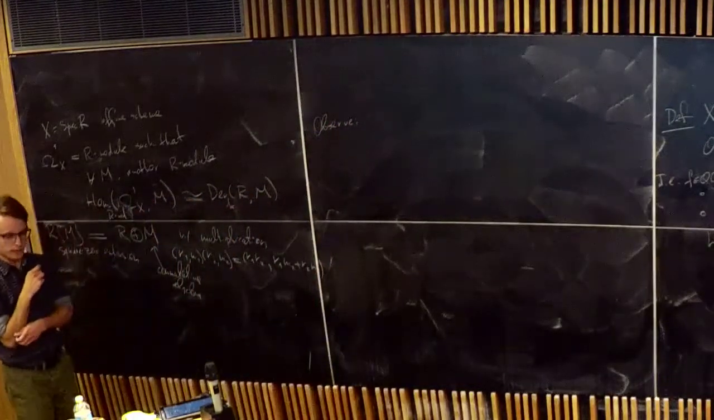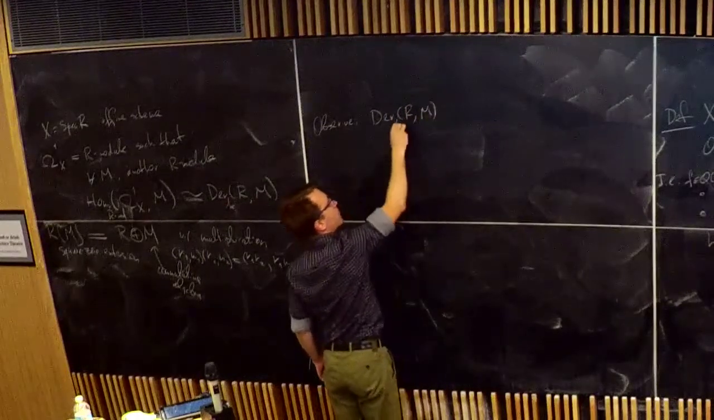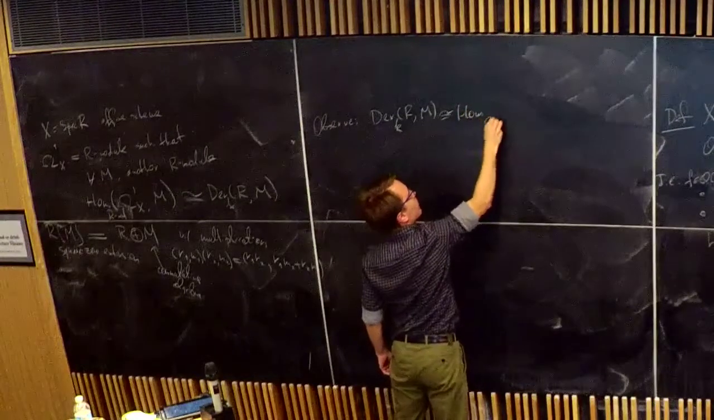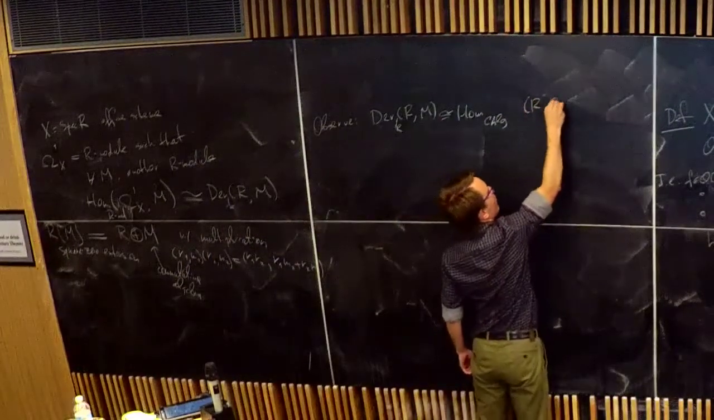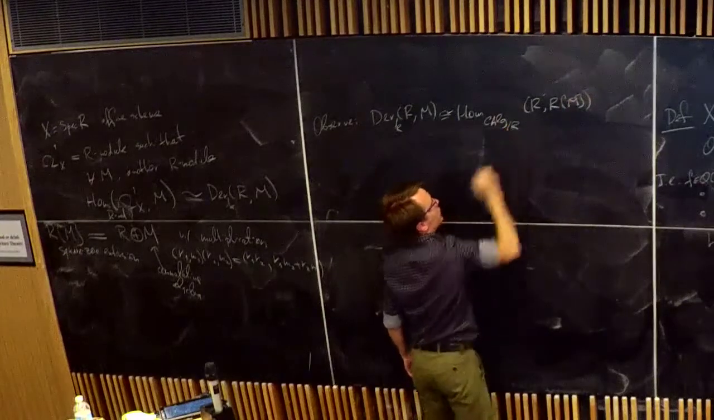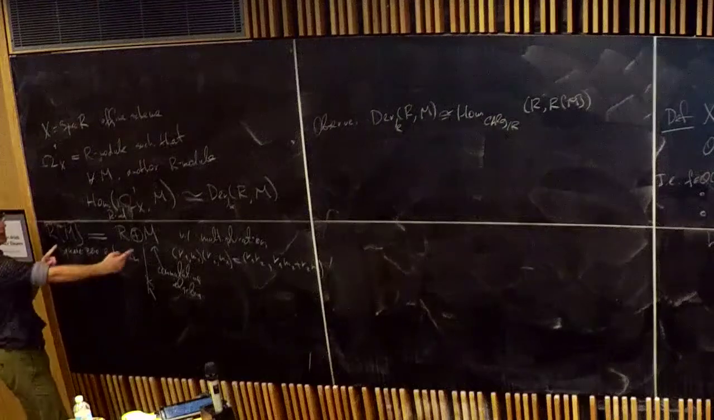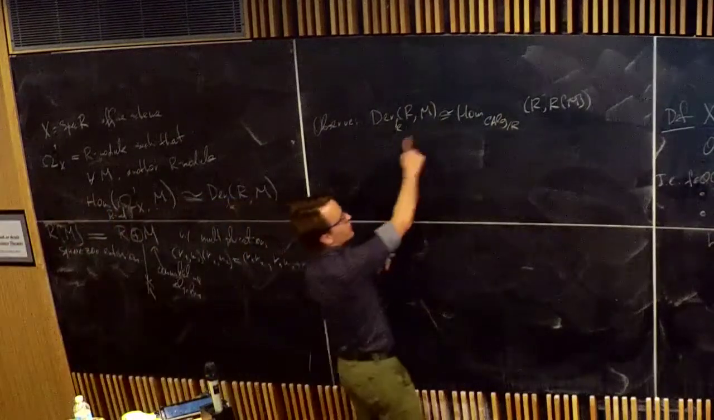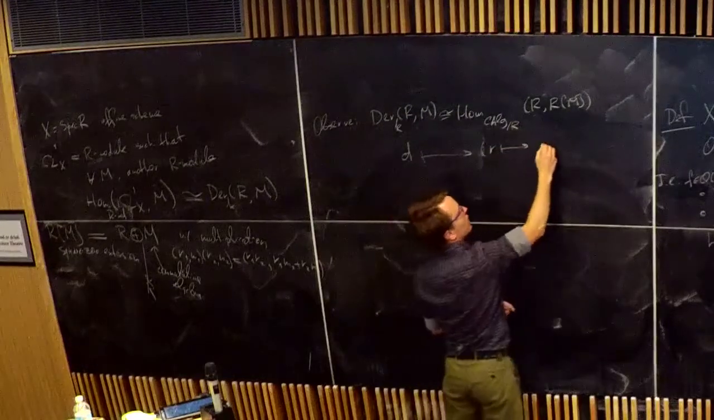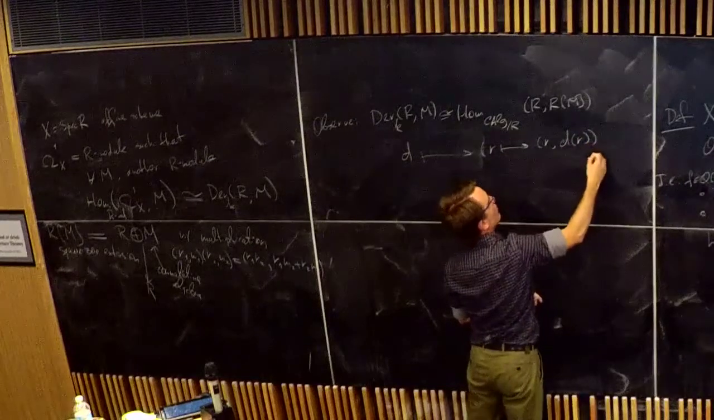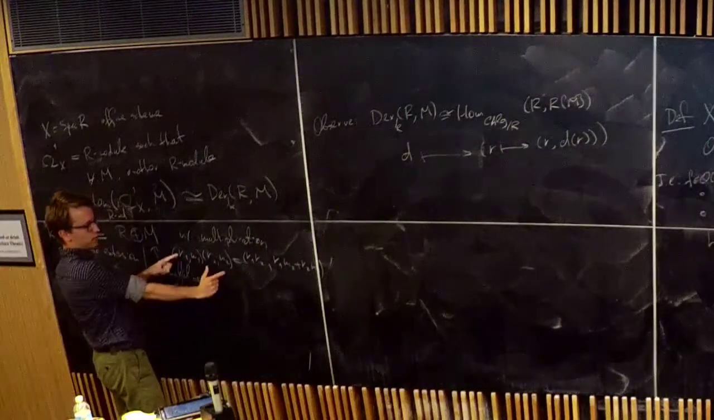So let me leave this as an exercise, that you can identify derivations from R to M as maps in commutative algebras from R to the square zero extension, and here I'm looking at commutative algebras with a fixed map to R. So this square zero extension has a natural map to R, just given by forgetting about M. And what is this isomorphism? Well, if I have a derivation, let's call it D, I'm going to send it to the homomorphism which sends r to (r, D(r)). And then the multiplication of the square zero extension encodes the Leibniz rule.